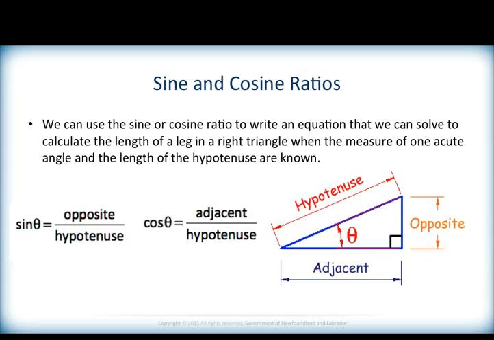So the sine and the cosine ratios, just to refresh from our previous lesson: sine theta equals opposite divided by hypotenuse. Cosine is adjacent divided by hypotenuse. We can use either the sine or the cosine ratio to write an equation that can be solved to calculate the length of a leg in a right triangle when the measure of one acute angle and the length of the hypotenuse is known.